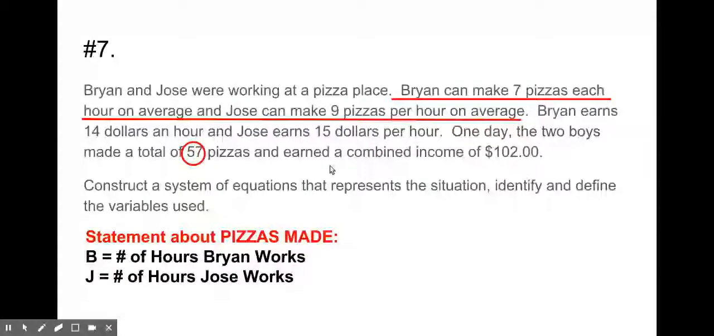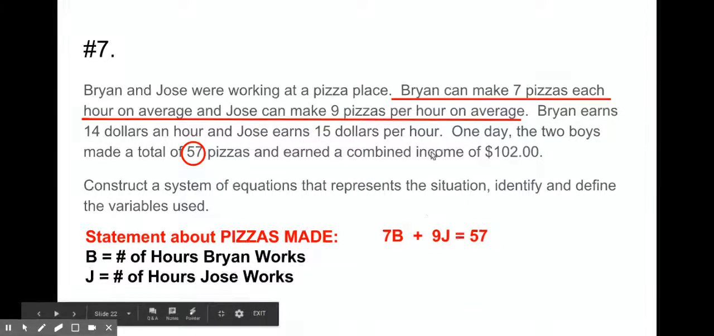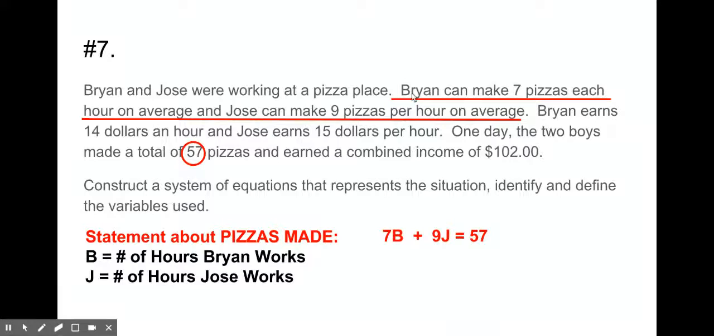And it says that Brian can make 7 pizzas. So I'm going to use B for Brian, and that represents how many hours he worked, because he can make 7 pizzas for each hour. And for Jose, I'm going to use the letter J, and the J represents the number of hours that Jose works. So then for the pizzas made, I just grabbed the numbers from the statement. If Brian can make 7 pizzas an hour, then I'm going to use 7B. That represents 7 pizzas for every hour that Brian works.